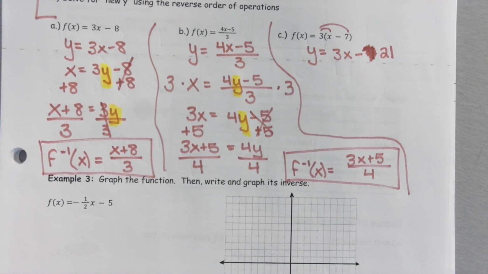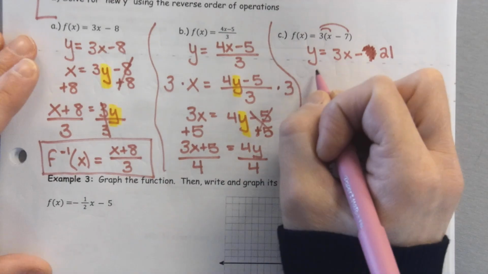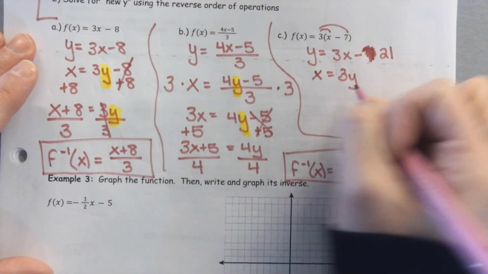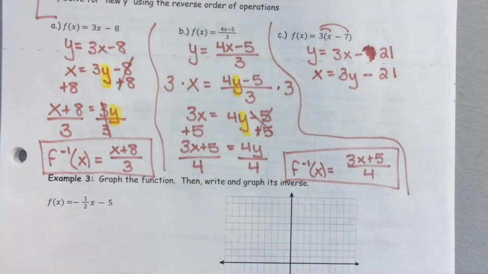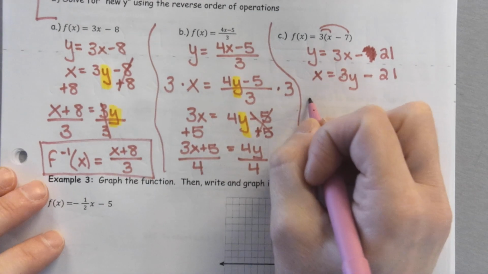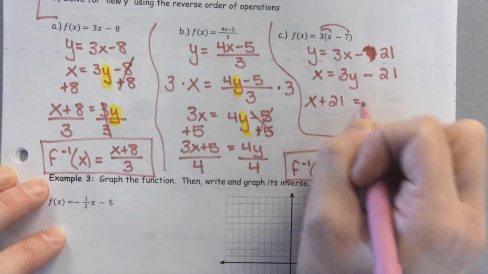All right. Now what do you need to do? Now that we've actually distributed. X equals 3y minus 21. Okay? And then let's solve for new y. So what would you do first? Add 21. So x plus 21 equals 3y.